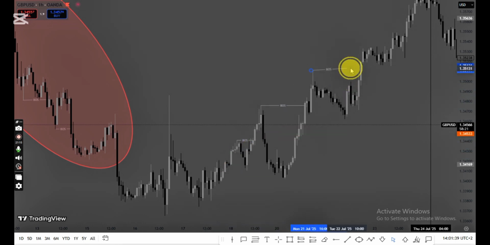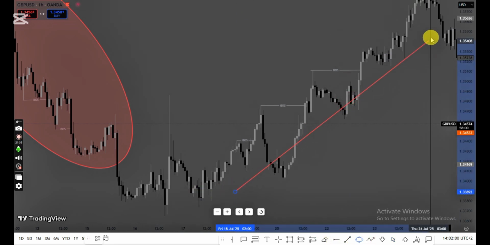Price broke structure and moved to the upside. Broke structure here, came back and swept the lows, pushed again, breaking structure, came back, swept the low, pushed again to the upside, breaking structure and swept a low right here. So this is how a bullish market looks.